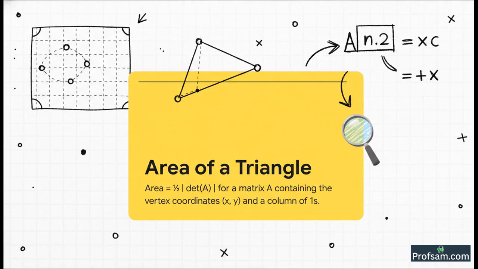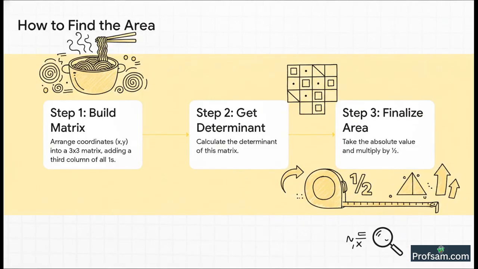But with determinants, it's like a cheat code. All you need are the coordinates of the 3 points. That's it. You just put them into this special matrix, find the determinant, do a small calculation, and bam, you have the area. So much simpler, isn't it? So, how do we do it? It's a simple 3-step process.